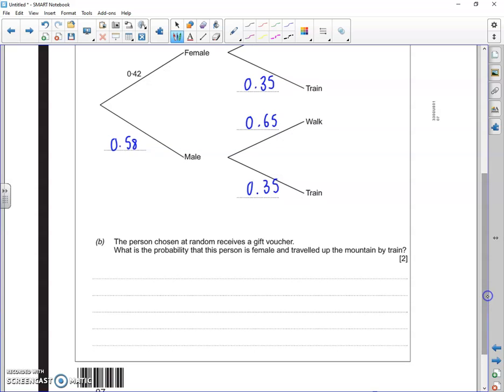And then for the question at the bottom, part B, what is the probability that a person is female and travelled up the mountain by train? So female is 0.42 from our tree diagram, and in probability "and" means times, and the train is 0.35. Put that into your calculator and you should get 0.147 as the probability that they are female and travelled by train. I'll stop this video here and I will carry on the next question in a separate video.